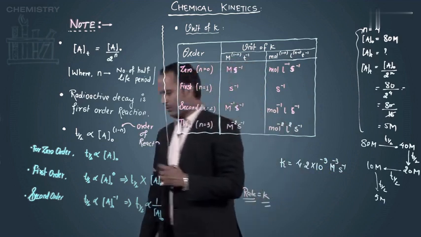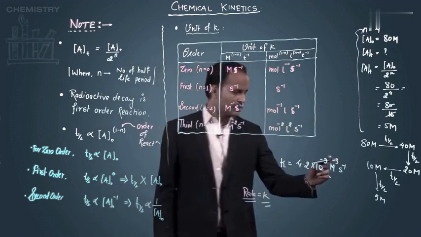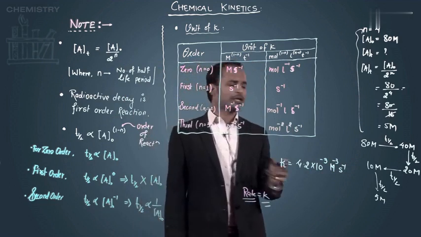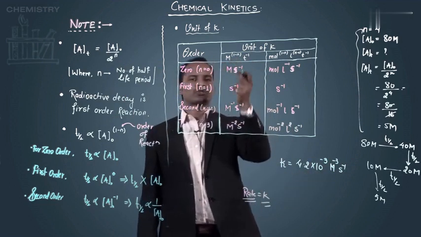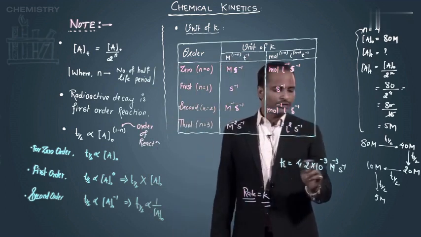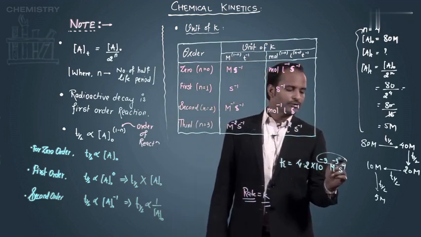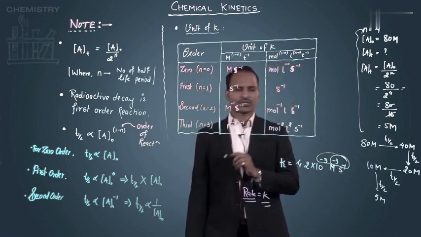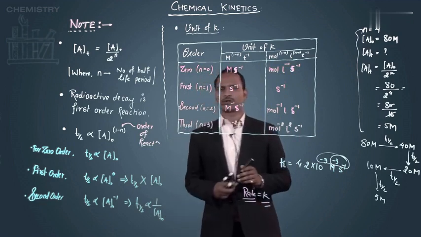Now I want to know the order of reaction, so I will say M raised to minus 3. Think about what the value of n should be so that you get M raised to minus 3. The value of n should be 4, which means the reaction is a fourth order reaction. So with the help of the unit of K, we can decide the order of reaction.